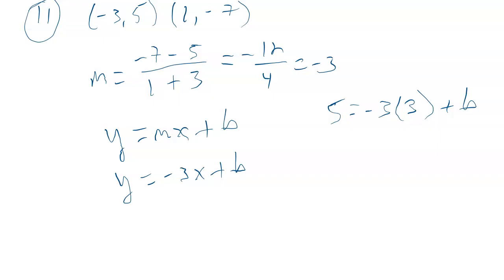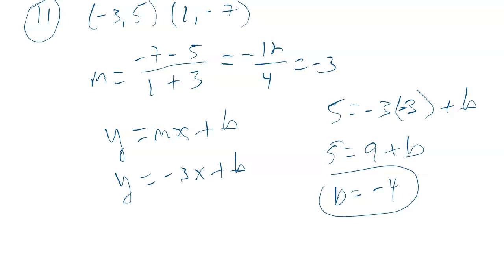14, unless I messed up. Let me double check. Oh yeah, this is negative 3. So this is 5 is equal to 9 plus b, so b is equal to negative 4. So you get the equation y is equal to negative 3x minus 4.